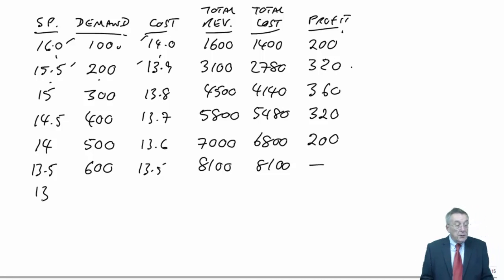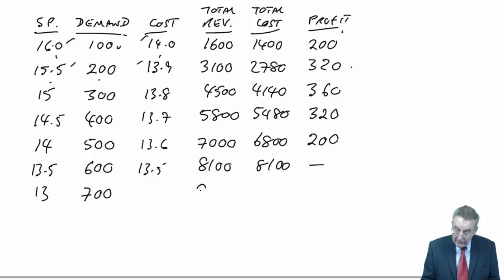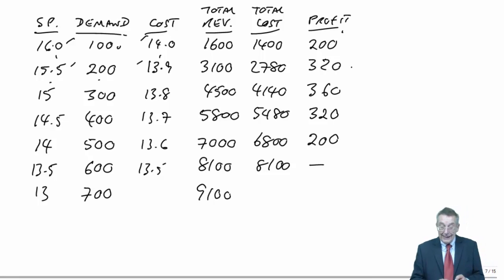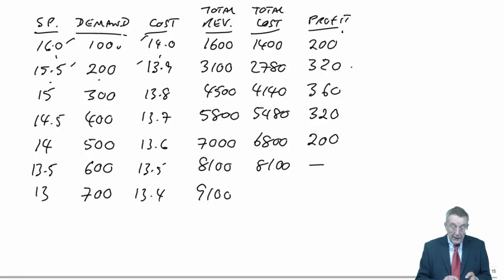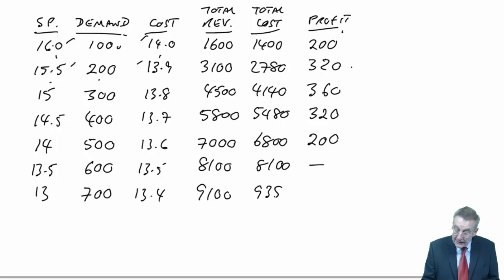The only remaining selling price available to us is 13. 700 units. Revenue 9.1. Oh, sorry, the cost 13.4. The total cost, therefore, 9,380. A loss of 280.